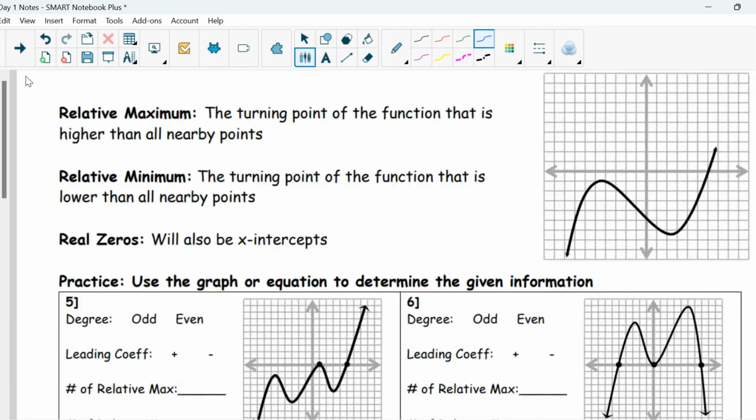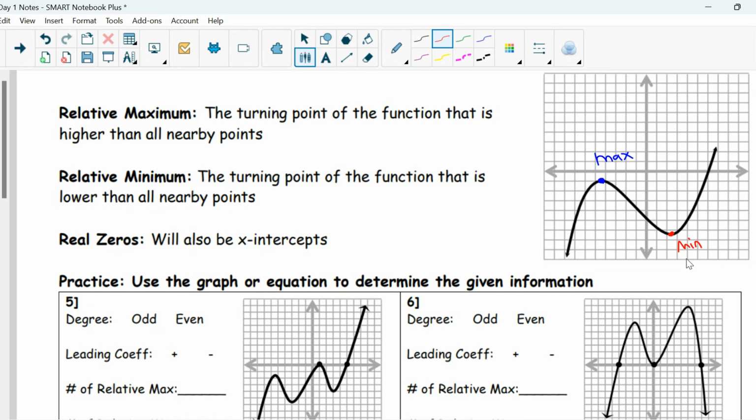All right, on to the back page here. We're talking about relative maximum and relative minimum. So a relative maximum is the turning point of a function that is higher than the nearby points. So in this case, my relative maximum is going to be like the peak of my mountain. So this peak would represent the relative max. While the relative minimum is the turning point of a function that is lower than the nearby points. So this acts as like a valley. So this would be my minimum.